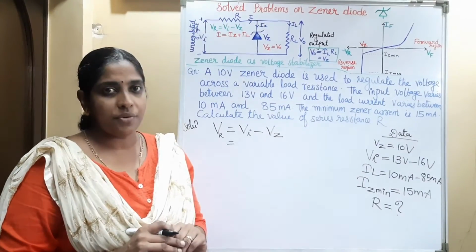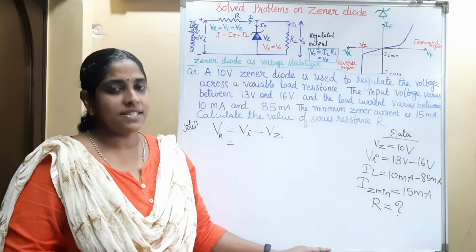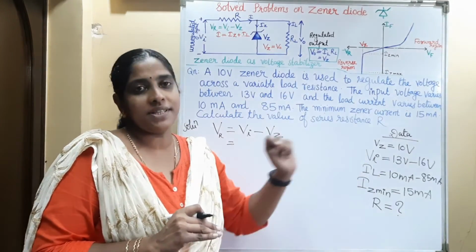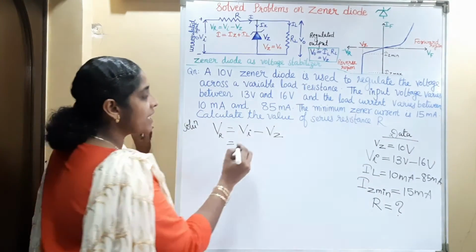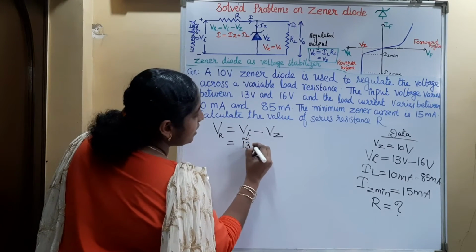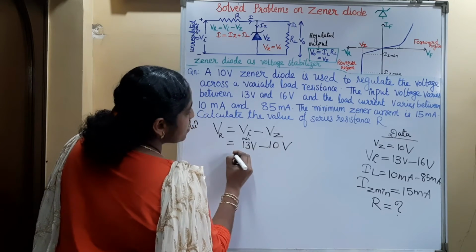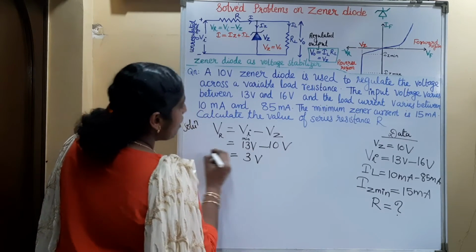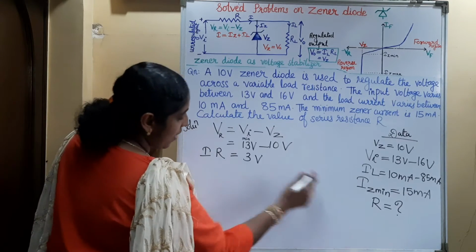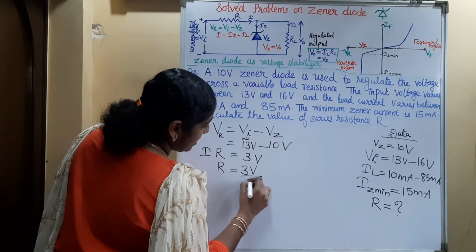So which voltage we have to consider? Here the minimum Zener current is given. So to obtain the minimum Zener current, the input voltage must be minimum. So here we can consider the minimum input voltage, that is 13 volt minus Zener voltage 10 volt. So that is equal to 3 volt. Voltage drop across the series resistance is IR. So the value of the resistance is 3 volt divided by current I.